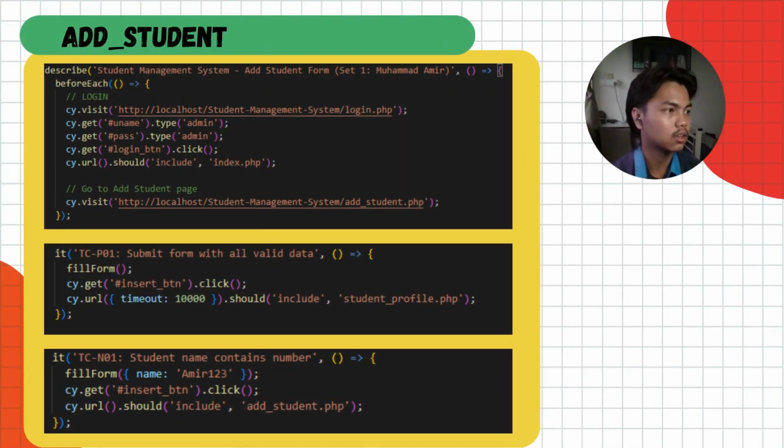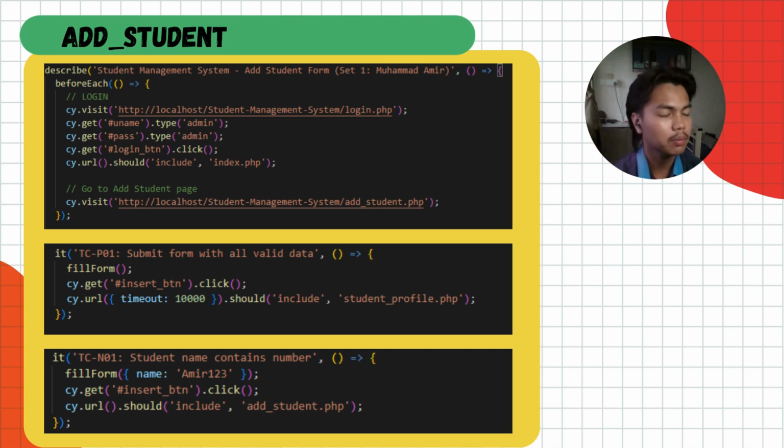Okay, let's start with add student. For add student, we have to test five sets of names, and the first set is Muhammad Amir. Let's look at the first coding. First, Cypress will visit the localhost student management system login PHP, and it will type admin for username and password and click on the login button.